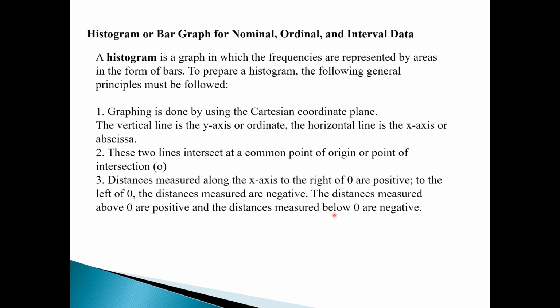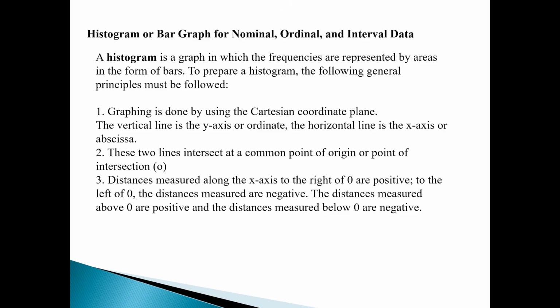Alright, so let's move on to histogram. What's a histogram? It's essentially a bar graph. I'm very sure you're already familiar with bar graphs. So how will you create a bar graph? These are the steps. First, you should use your Cartesian coordinates, your x and y axis. Your vertical line is your y-axis or ordinate. Your horizontal line is your x-axis or abscissa.